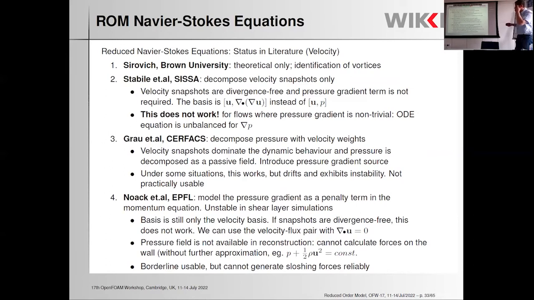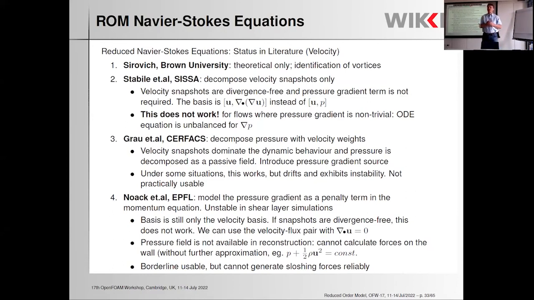Okay, and finally, we have NOAC. So the basis is the velocity. And then we are dealing with pressure reconstruction in the way that I have done with the Dirichlet boundary condition using the Lagrange multiplier. What they say is, in order to make it work, we will need to penalize the system to achieve div u equals zero.